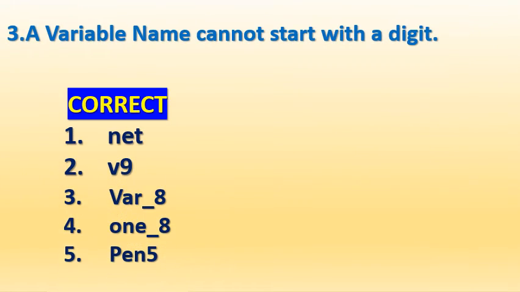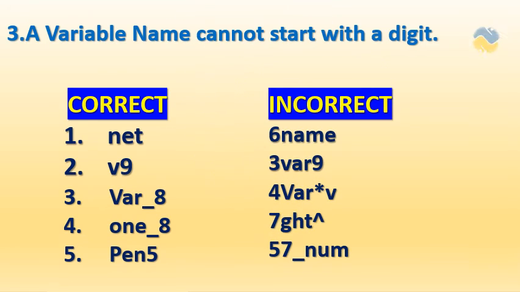Now in my third rule, I am saying a variable name cannot start with a digit, which is acceptable. It is actually understood from my second rule only, but still we will see some examples. Because we know my variable name can only start with an alphabet and an underscore, so it cannot start with a digit. For example, here again I used my variable as a net, so it is according to the rules, and in the incorrect one I used 6 name. 6 is a digit which is at the start, so it is incorrect.